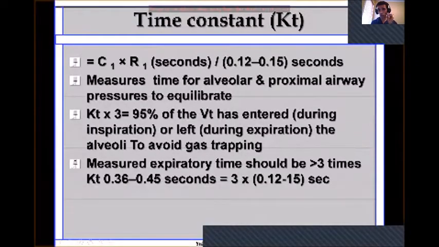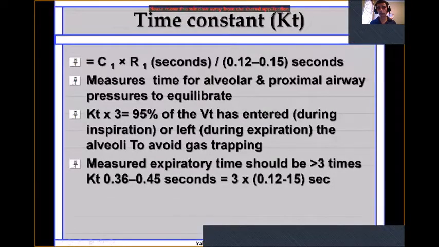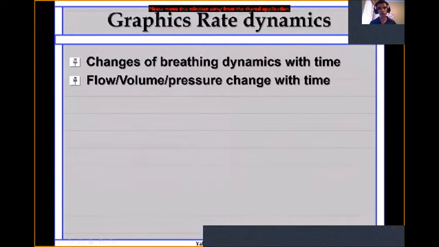The other terminology we call time constant, which is a multiplication of compliance and resistance. I'm not going to talk about it, but usually we need to wait three times the normal to get to a neutral position. So I'm not going to talk about time constant.